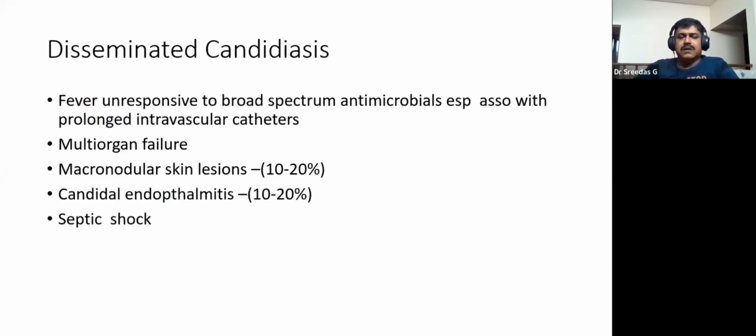Now, we should also consider the possibility of disseminated candidiasis, where the patient presents with fever that is unresponsive to broad-spectrum antimicrobials, usually associated with prolonged intravascular catheters. These patients usually have multi-organ failure. Macronodular skin lesions are seen in 10 to 20%, and candidal ophthalmitis is seen in 10 to 20%. Patients can have coexistent bacterial and fungal infections, and they may present with septic shock.